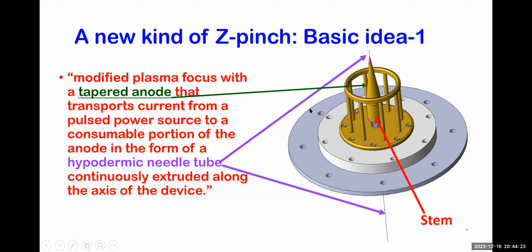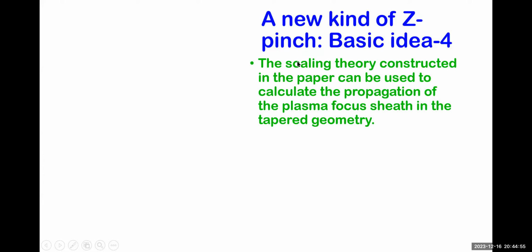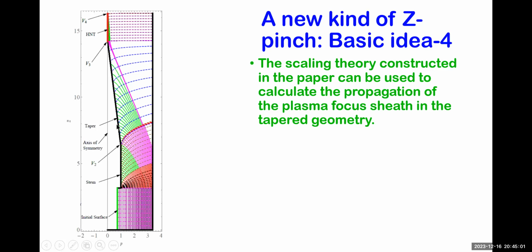This hypodermic needle tube is a sub-millimeter diameter tube, the tube from which the injections which diabetic patients use for their daily insulin dose are manufactured. So it's a very commonly available manufactured item. So the theory is able to calculate the shape of the plasma. The scaling theory constructed in the paper can be used to calculate the propagation of the plasma focus sheath in this tapered geometry. And this shows an example of such a calculation.